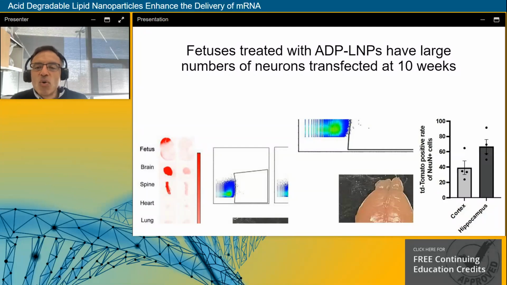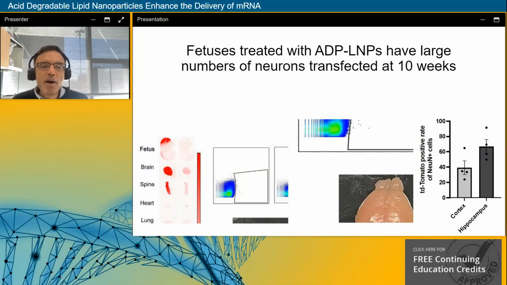In addition, we also looked to see what happens at 10 weeks of age. We did a separate set of experiments where we did an ADP LNP injection in utero, and then we let the mice be born and waited 10 weeks. Then we isolated the cortex and the hippocampus and did flow cytometry on them to see what was the percentage of cells that were transfected.